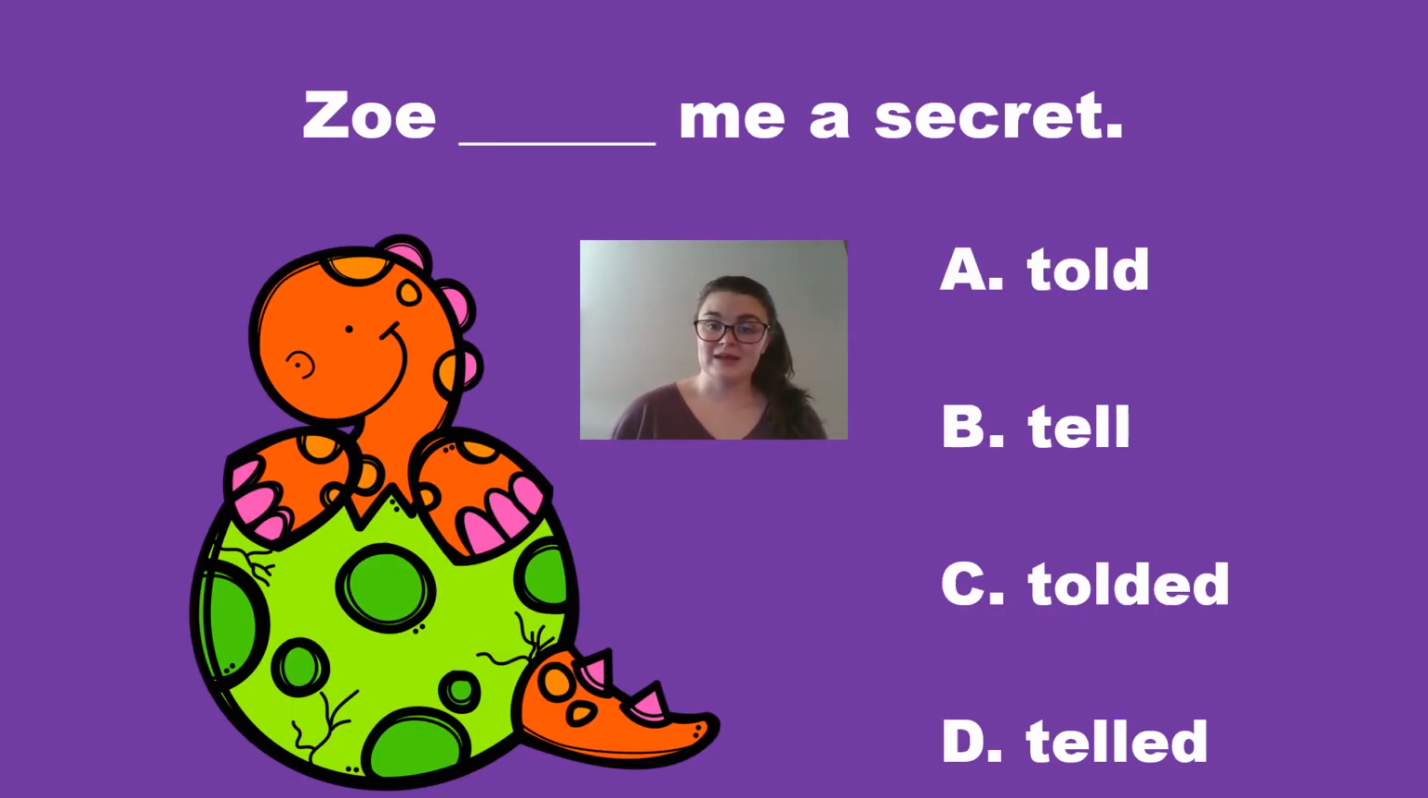Zoe blanks me a secret. Zoe told me a secret. Zoe tell me a secret. Zoe tolded me a secret. Or Zoe telled me a secret. Which one of those makes the most sense in the past tense? Write your answer.